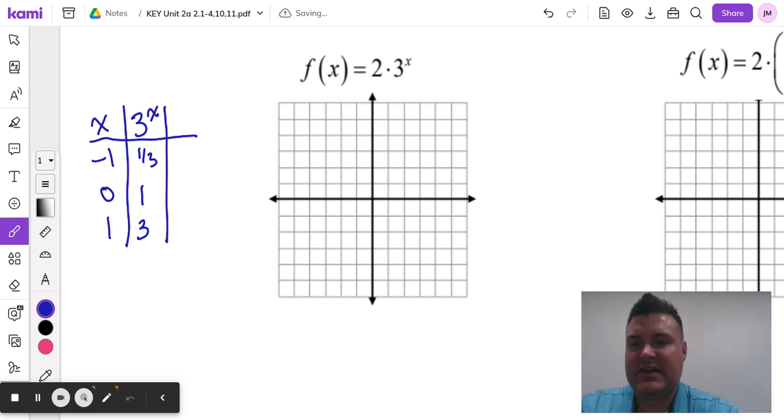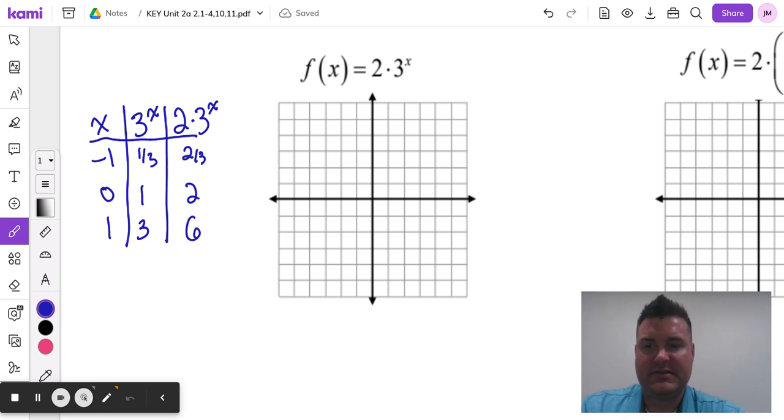Now, to sketch this actual function, it's going to be 2 times that. So multiply all these values by 2, and that's going to give us these points right here: -1, 2/3, we're just estimating that 2/3; 0, 2; and then 1, 6. So the function looks like this. This is nothing new, this is just all recall. And we have a horizontal asymptote here. Every single exponential function has a horizontal asymptote. We didn't push anything up or down, so it's going to remain at 0.